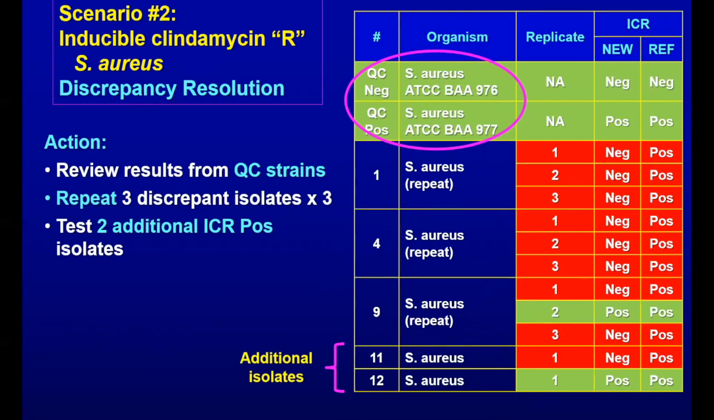Okay, isolate number 9 was repeated 3 times. One of the results came out acceptably, but 2 of the results were still false susceptibility. We decided to add 2 additional isolates to the analysis, 2 more isolates that had inducible clindamycin resistance, and one of them performed acceptably, isolate number 12, but isolate number 11 was problematic. So here, our analysis of discrepancies included looking at the QC strains, repeating the three discrepant isolates in triplicate, and then we added 2 additional ICR positive strains.